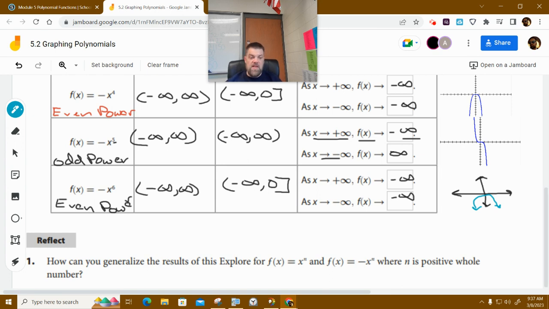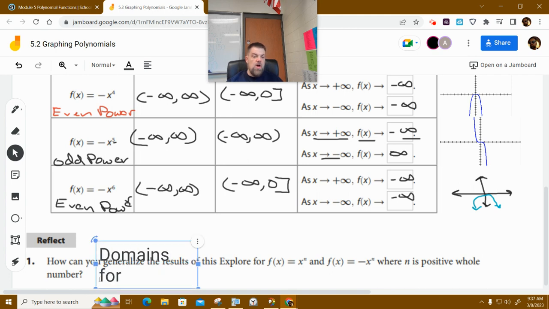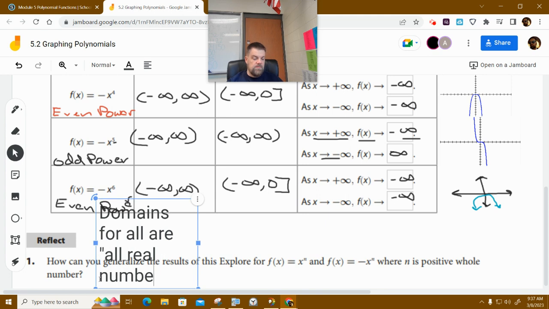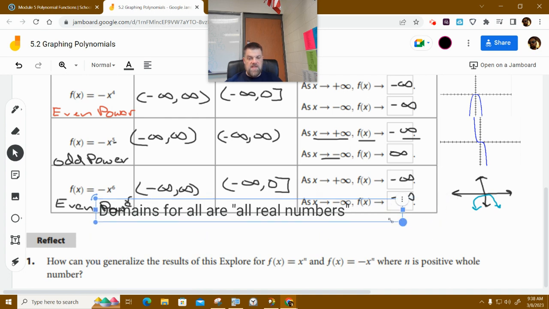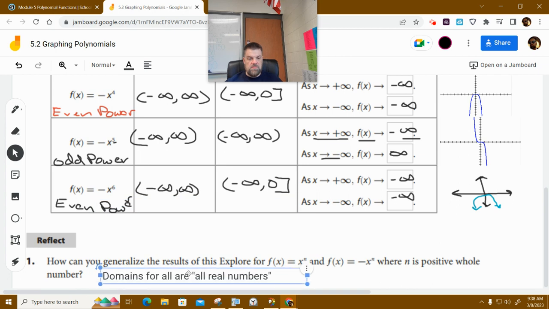Yeah, so I'm going to try to squeeze this in here. Maybe I could type it. I don't know if I'll have room. We'll try to type it. Domains for all are, and I'm just going to put it in caps, all real numbers. And then the range rotates. So that's negative infinity to positive infinity. What's that? The range rotates.